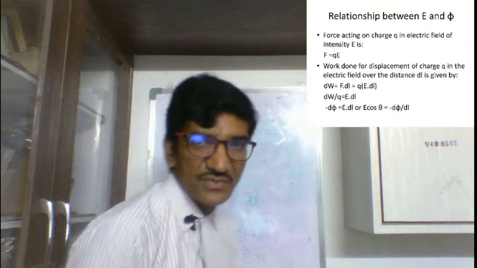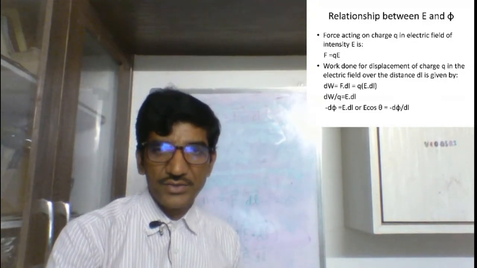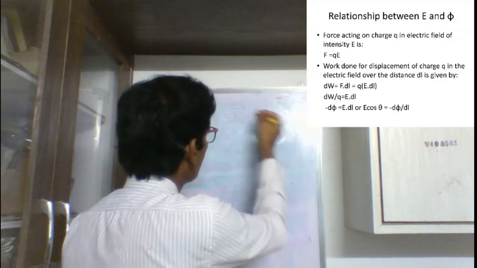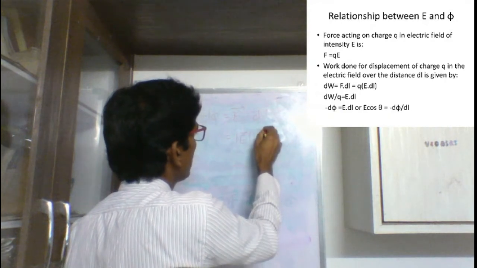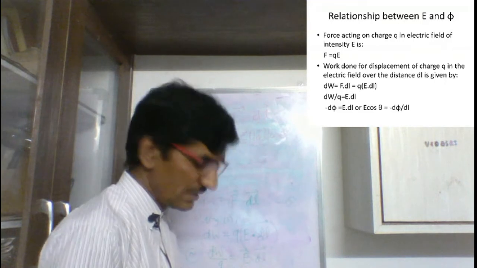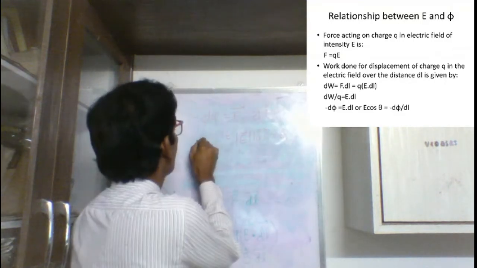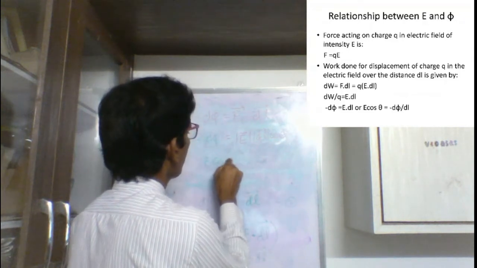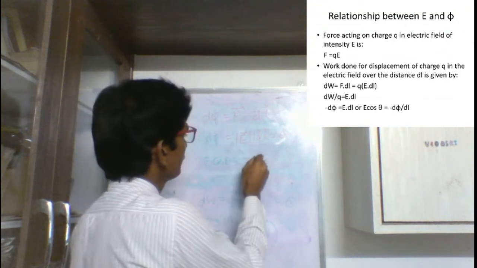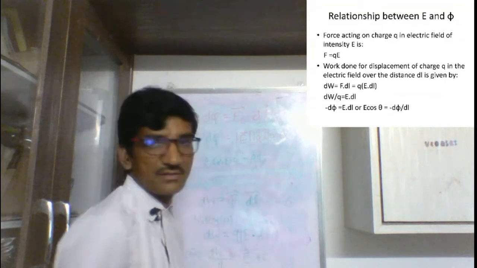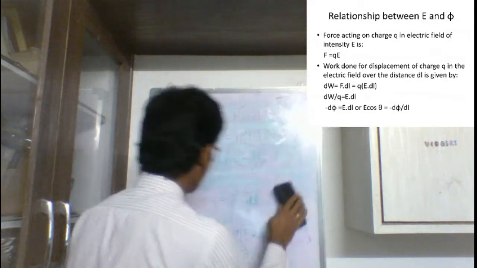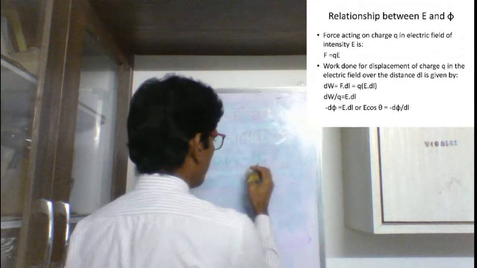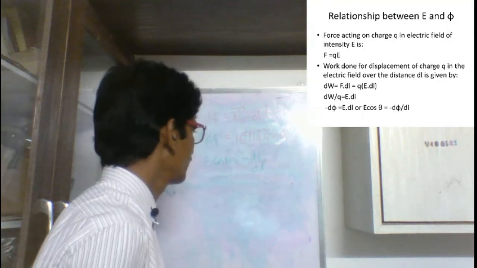Now the expansion of this E dot dl gives modulus E modulus dl cos theta. On this side you have d phi, on this side you have d phi. So for E cos theta you have minus of d phi by dl.